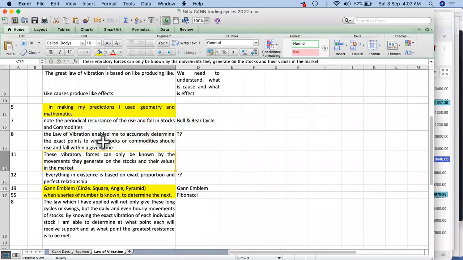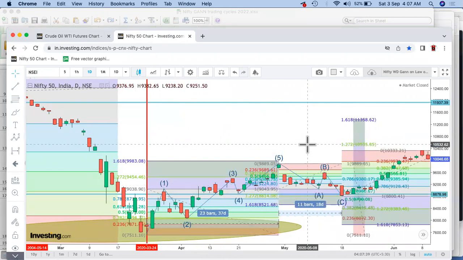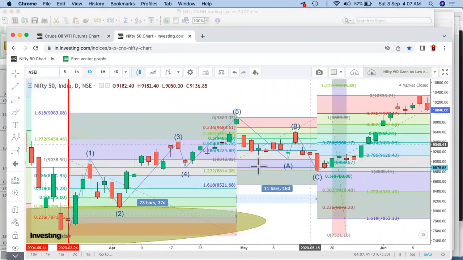The law of vibration enabled me to accurately determine the exact point to which stocks or commodities should rise and fall within a given time. So this is within a given time. So we know about the time factor also now. So probably if we know this cycle is taking maybe say X number of days, then the reversal which is there should be taken approximately nearer to the half of the time period. I'll not say exactly the half time period, but nearby that, right?